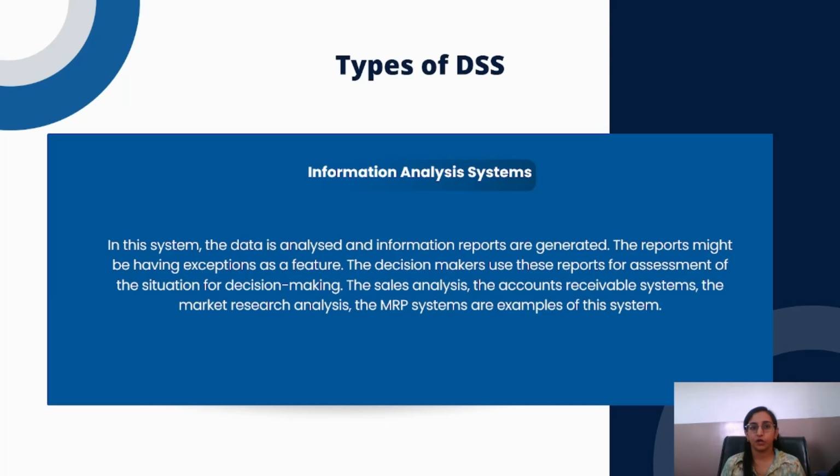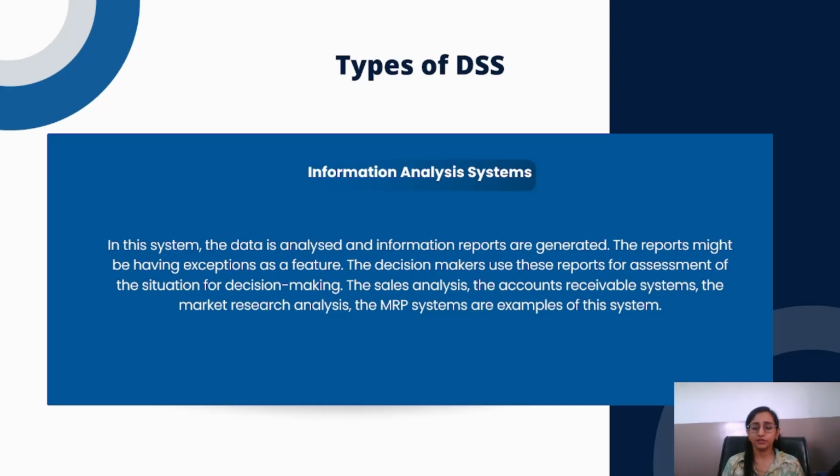In this system, raw data is thoroughly analyzed to produce detailed information reports. These reports provide insights into various aspects of the business or situation under consideration. Reports generated by information analysis systems often include exceptions highlighting unusual or significant data points. Exception reporting helps decision makers quickly identify areas that require attention or further investigation.